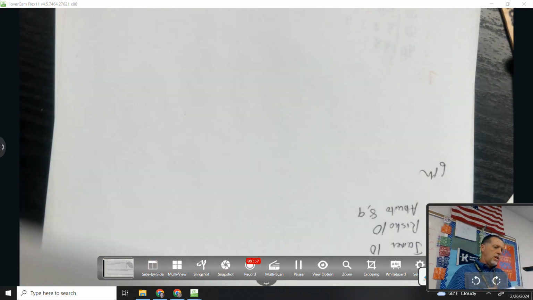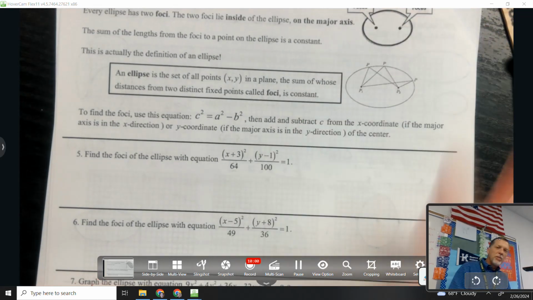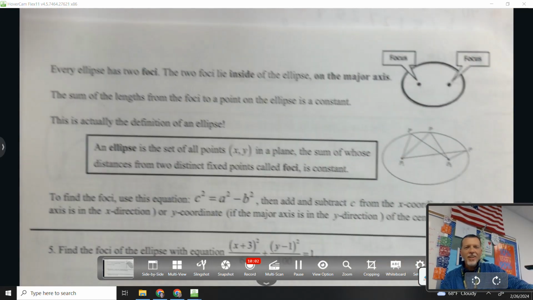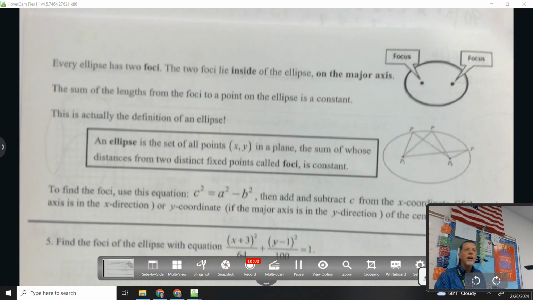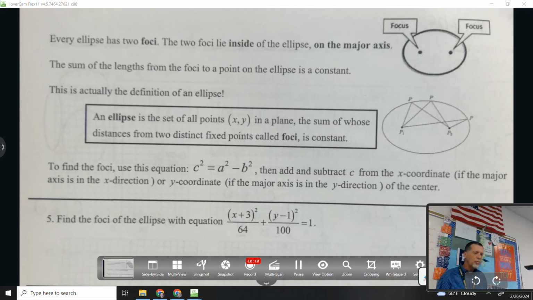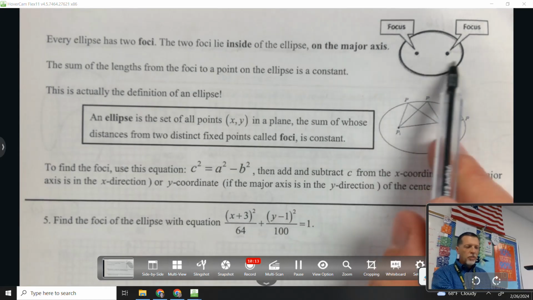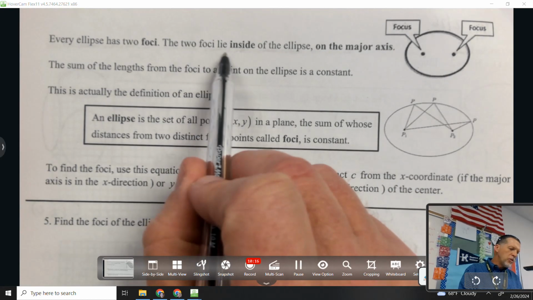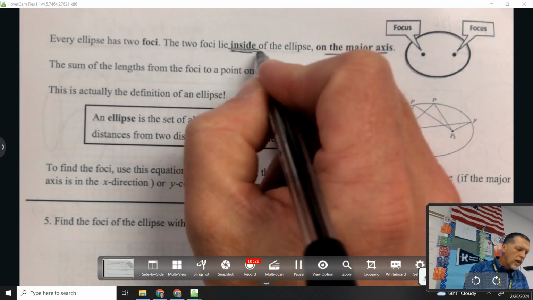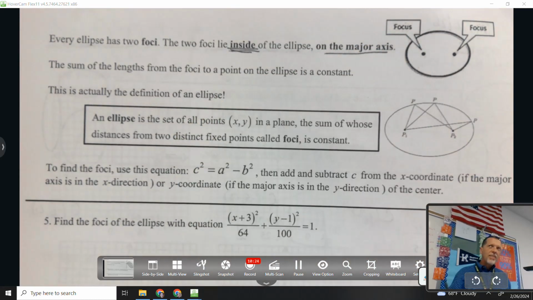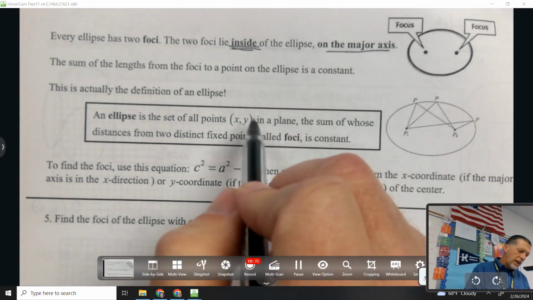Okay, now we start to get a little bit further. Foci, does that sound familiar? Every ellipse has two foci. That's the plural of focus. One focus, two foci. The two foci lie inside the ellipse on the major axis. They're the focus of the ellipse, so the ellipse is sort of focused on them, is one way to remember that, on the major axis.